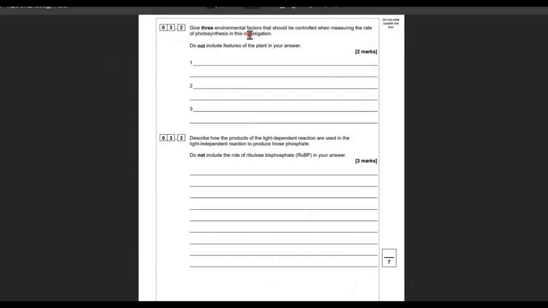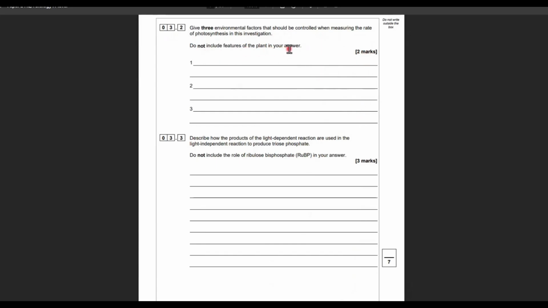3.2, give three environmental factors that should be controlled when measuring the rate of photosynthesis in this investigation. Do not include features of the plant in your answer. It's worth 2 marks. You're going to need at least 2 of these to get 1 mark, and all 3 to get both marks would be my guess, because there's 3 points, 2 marks.